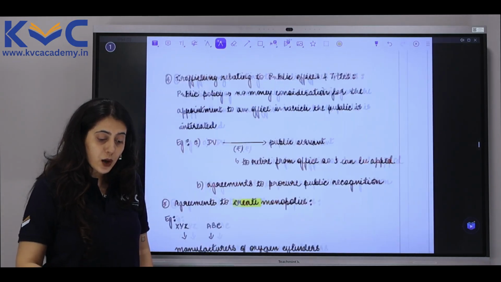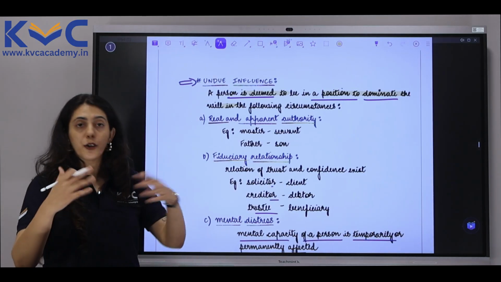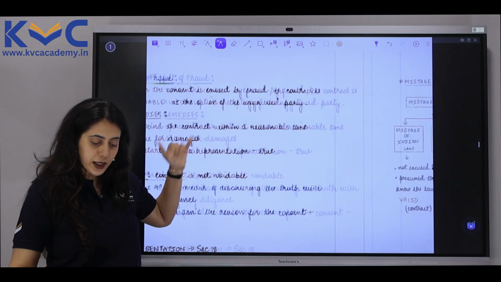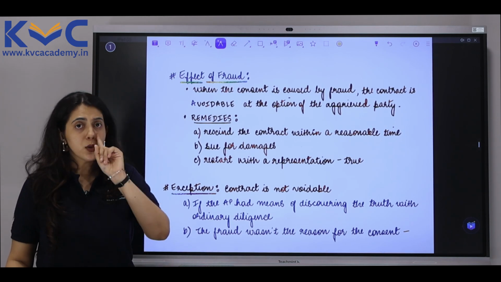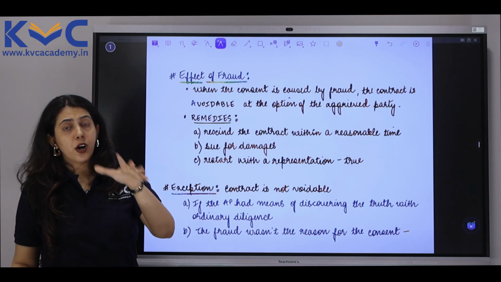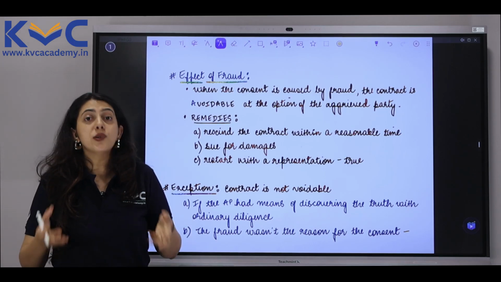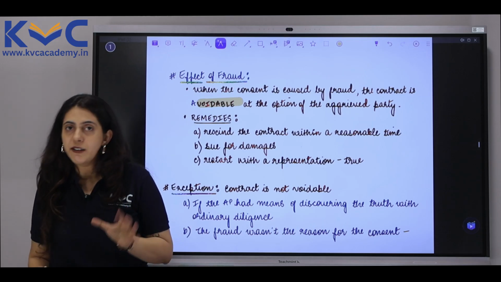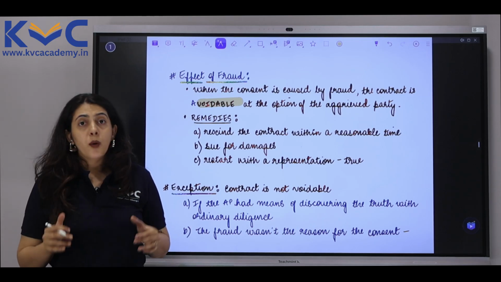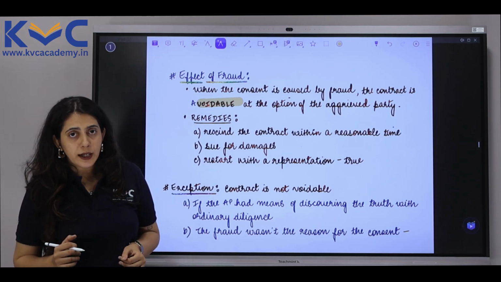We are looking now at section 17, the final part of fraud, which was not asked in any of the previous cases, has been asked now. What is the effect of fraud? So we know that any agreement or contract which has been entered into using fraud is voidable at the option of the aggrieved party. That much we know. What are the remedies available to the aggrieved party?